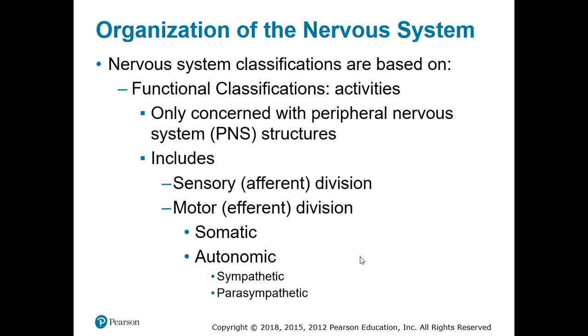From there, we can talk about functional classification. This is really only concerned with peripheral nervous system structures, and down below is the breakdown you saw in your picture. It breaks down into sensory and motor. Motor is broken down into somatic and autonomic, and autonomic is broken down into sympathetic and parasympathetic. Again, we're just giving the general overview of it, but we're going to delve into each of these individually.